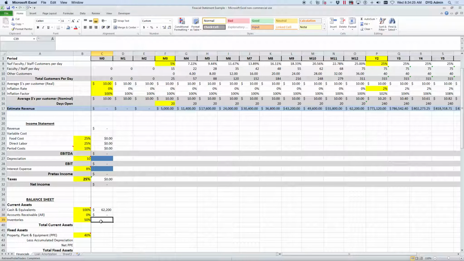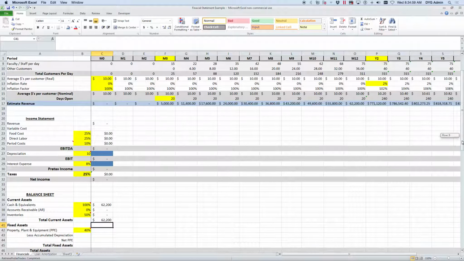Inventories again are a percentage of food cost. So it's equal to that percent times monthly food cost. And monthly food cost we have up here. So it's really nothing right now. Okay. So we're making some progress here. Now we would say total current assets equals the sum of all of that. Okay. It's not terribly sexy right now, but remember we're still in month 0. We haven't even opened the doors yet.